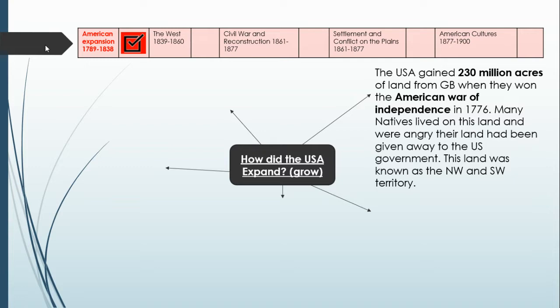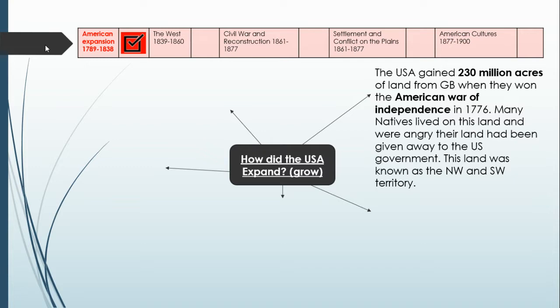As I just spoke about, the Americans fought the British in the War of Independence. This was in 1776. And as a result of this, when America gained their independence, they gained 230 million acres of land. We've spoken about the fact that natives lived on this land, and therefore we are going to have conflict in order to see who secures this land. The land that they gained was known as the Northwest and Southwest Territory.